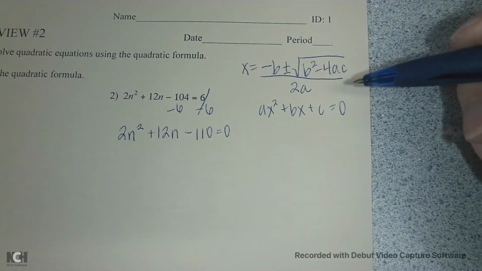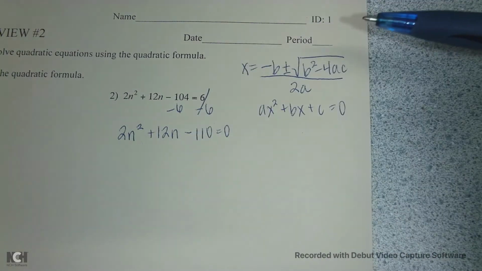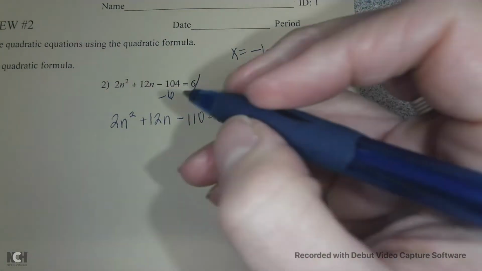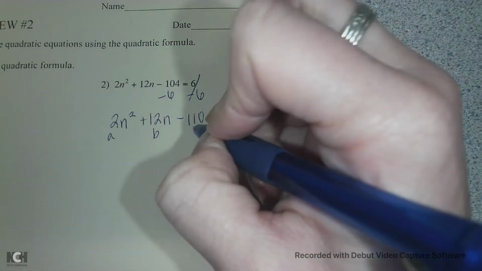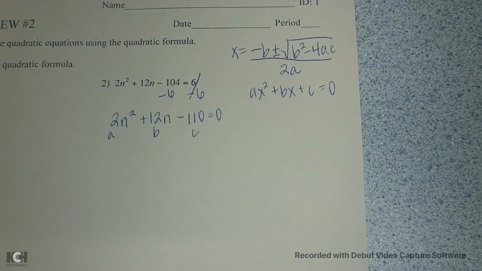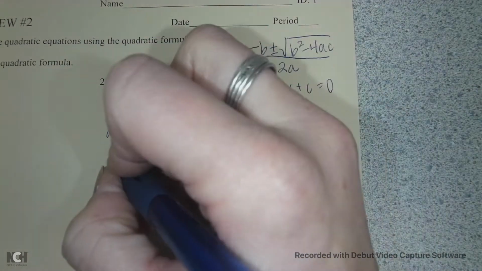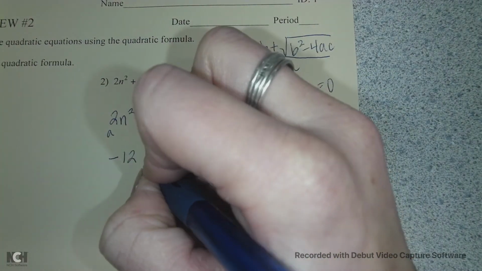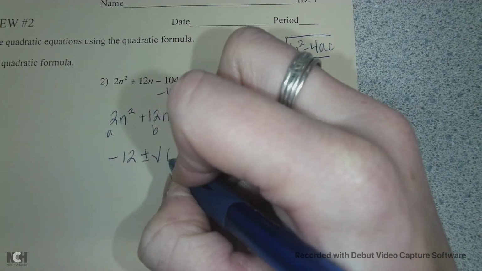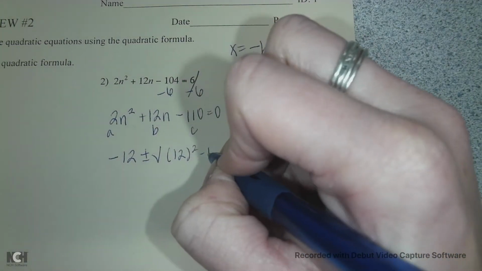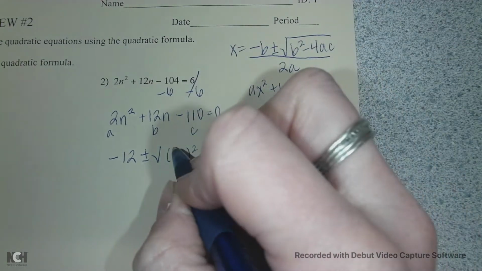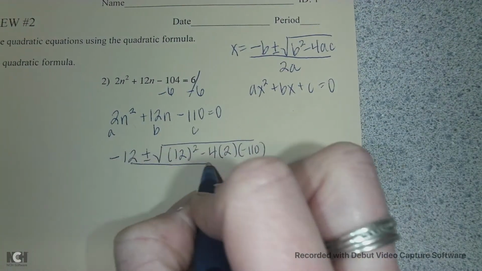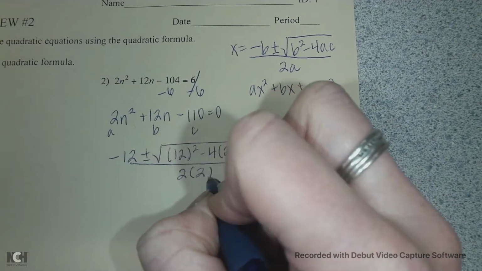So in this formula, my x's are actually n's. So really, my a is my 2, my b is my 12, and my c is my negative 110. So I'm going to plug those numbers into my equation. Negative b plus or minus the square root of b squared minus 4ac, so multiply, all over 2a.